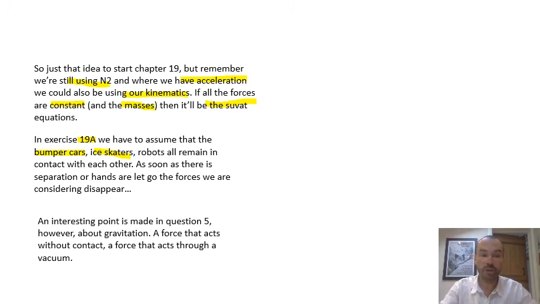An interesting point made in question 5 is actually about gravitation. The point about gravitation would be Sun, Earth, they're not in contact, but there is a force between them, and the force of the Sun on the Earth is equal to the force of the Earth on the Sun. So there's a bit about that in question 5 for interest.